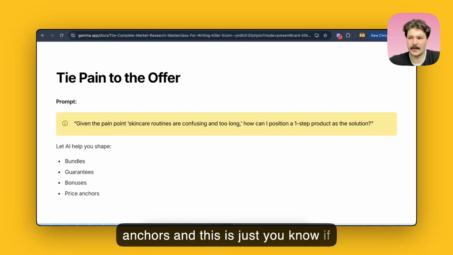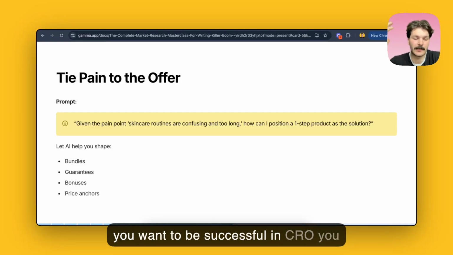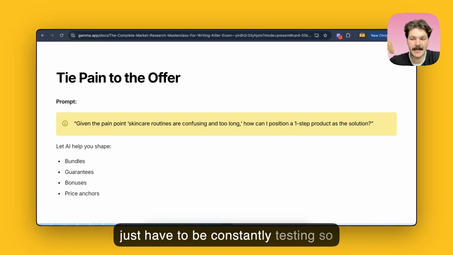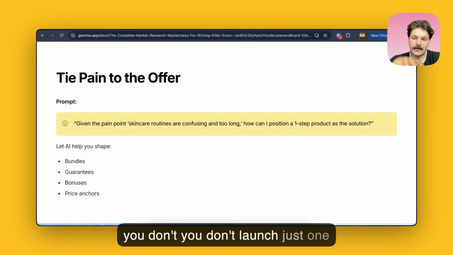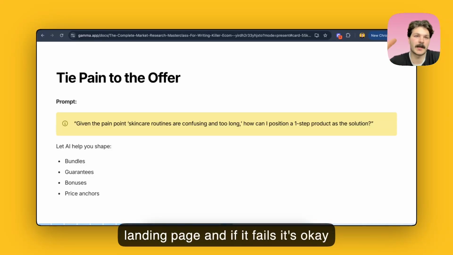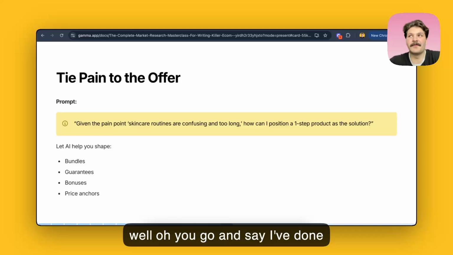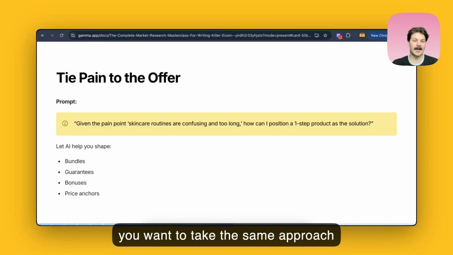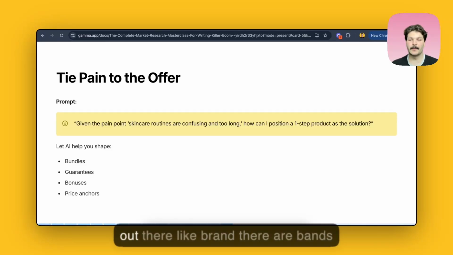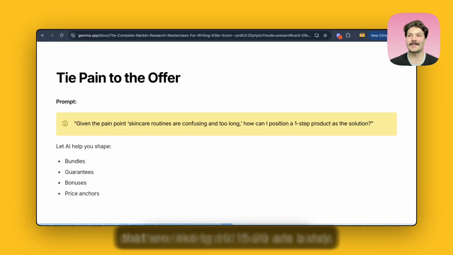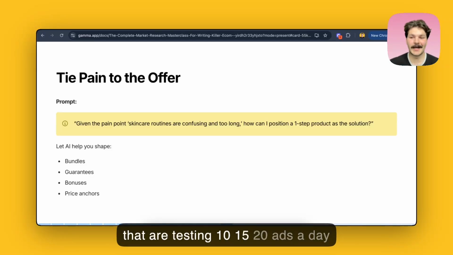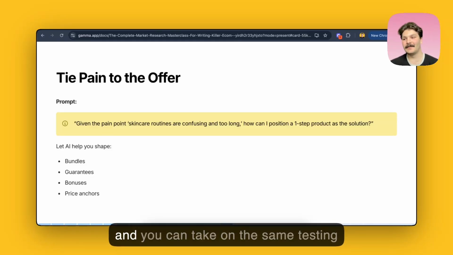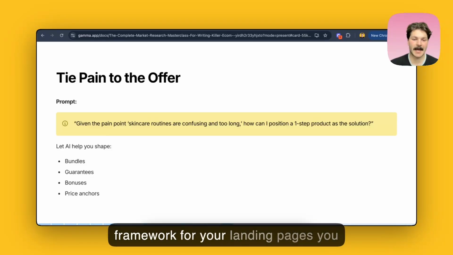And this is just, if you want to be successful in CRO, you just have to be constantly testing. So you don't launch just one landing page, and if it fails, say, I've done CRO and it doesn't work for me. No, you want to take the same approach as you do with ads. There are brands out there testing 10, 15, 20 ads a day. They're launching so many variations, and you can take on the same testing framework for your landing pages.